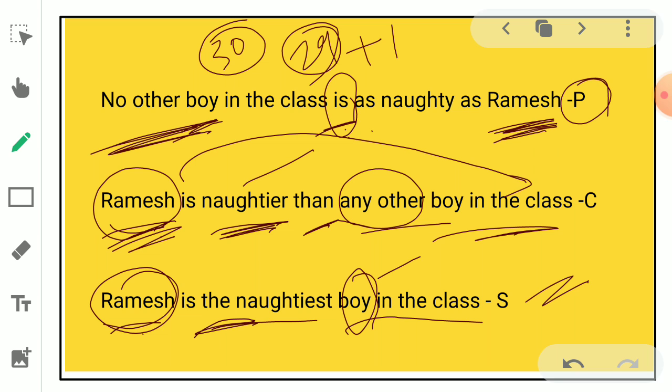So this is the way, and this is different to understand. Just write in your notebook, compare these two sentences and understand. Got it? It's very easy.